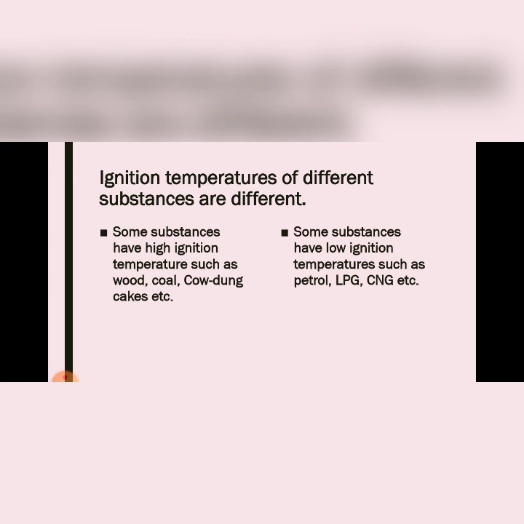The substances which have low ignition temperatures are also called inflammable substances. Inflammable substances start burning when a low heat is supplied to them. That means with the help of a burning matchstick, these inflammable substances start burning.